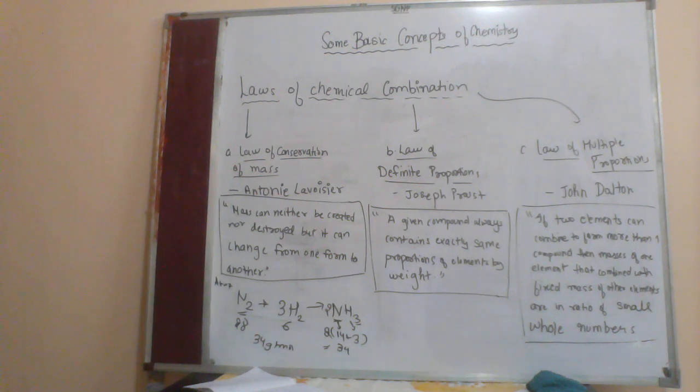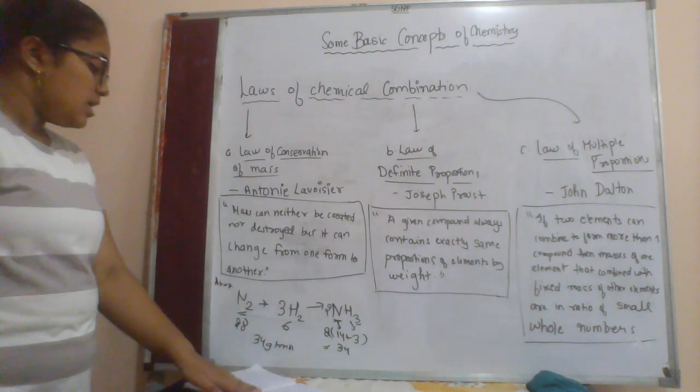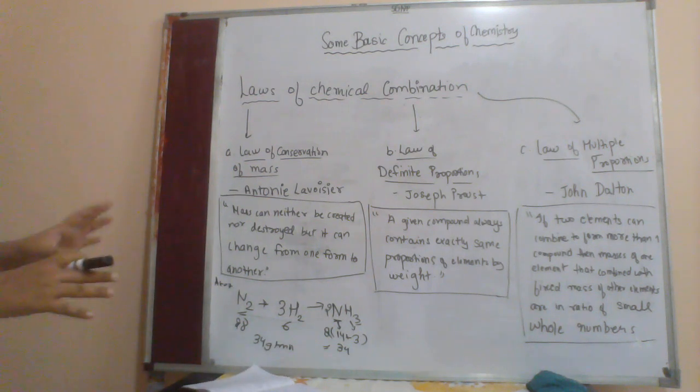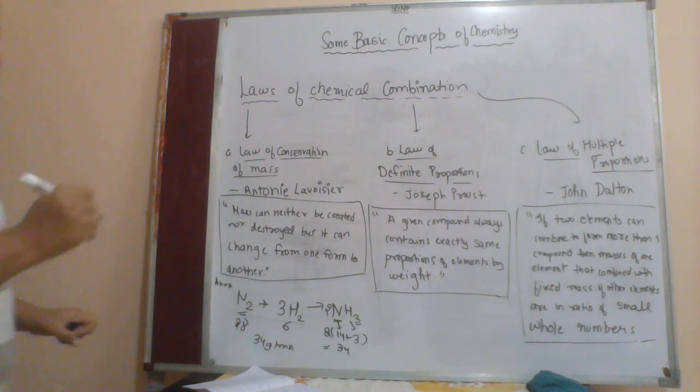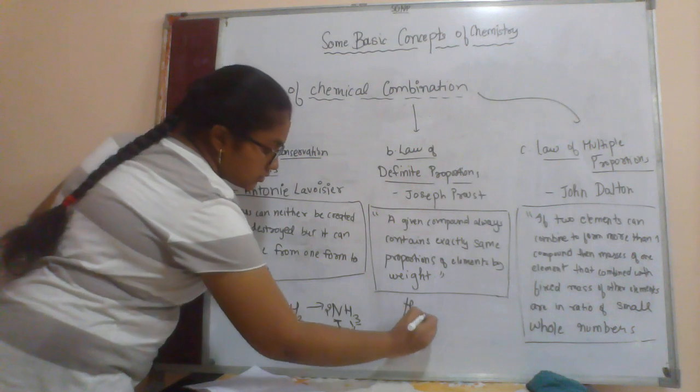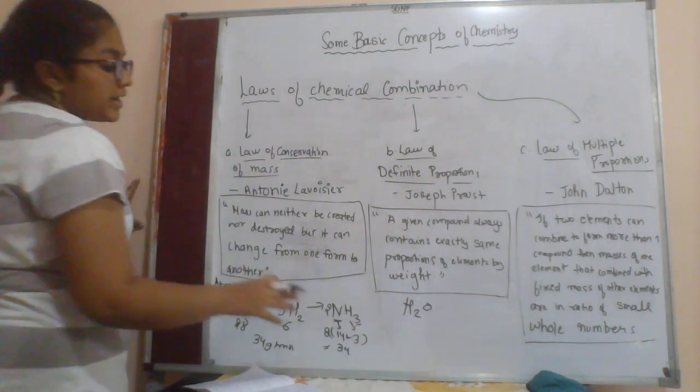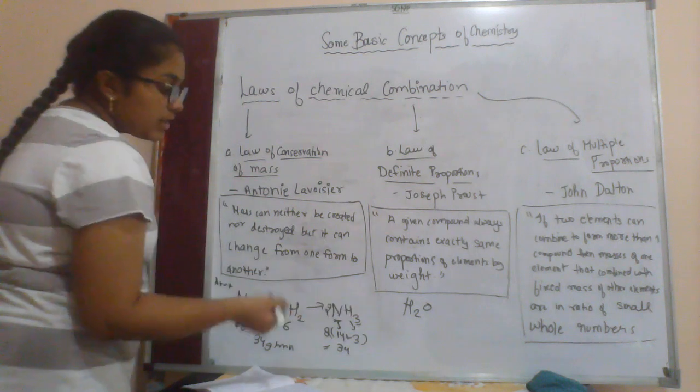Now coming to the next law, which is the law of definite proportions. It is given by Joseph Proust. This law states that a given compound always contains exactly the same proportions of elements by weight. Now what does this mean? This means that if I take a simple example of water, that is H2O, whether it be tap water or river water or rain water, it would be in the form of H2O only, right? So here the atomic mass of hydrogen is 2, right?